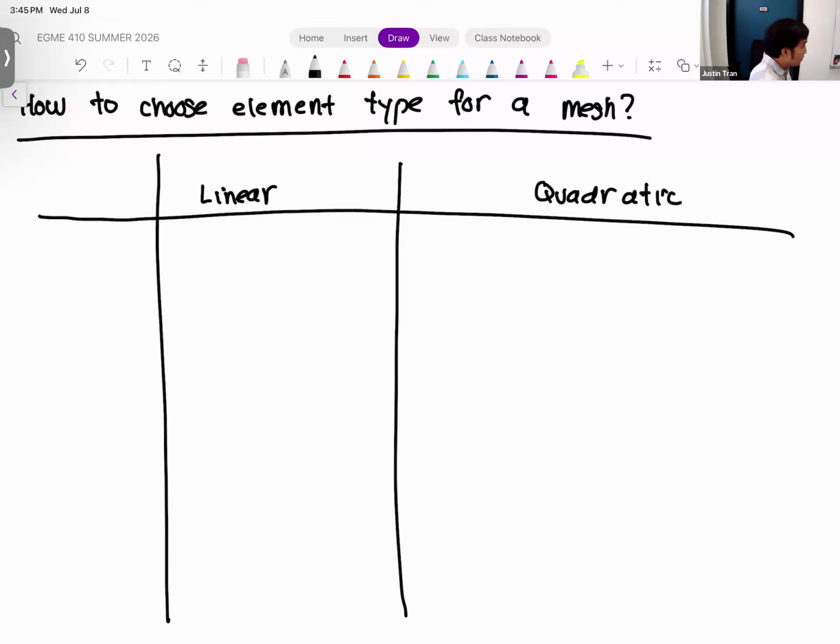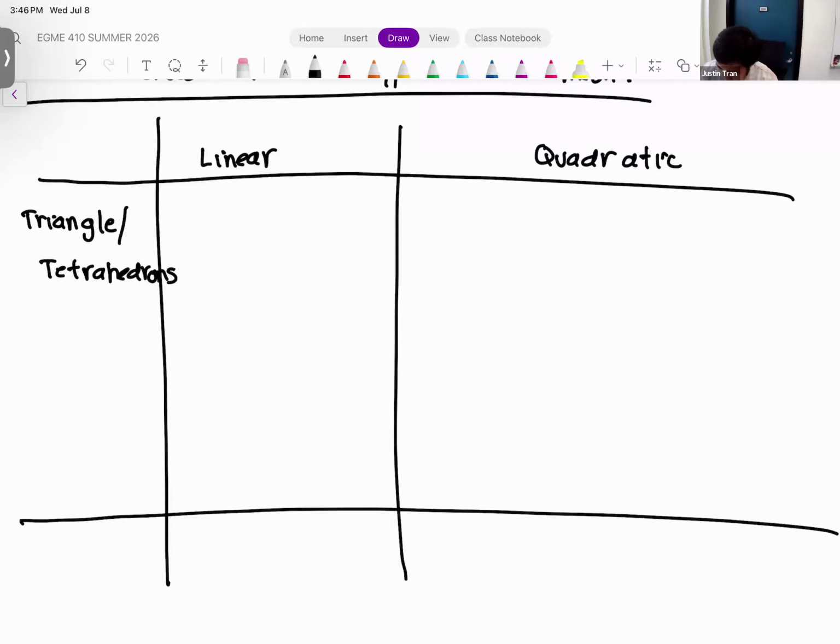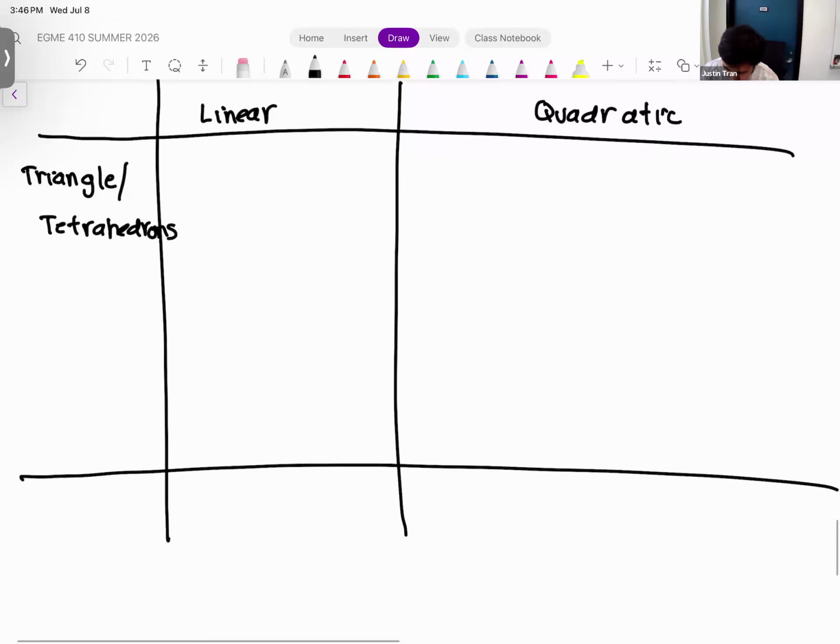And then in addition to the element order, we can choose the shape. That'll be our other dimension there. So I'm going to group the triangles in 2D and the tetrahedrons in 3D, just because they have the same properties. And then we'll see if this table is good enough here, or if we need more space.